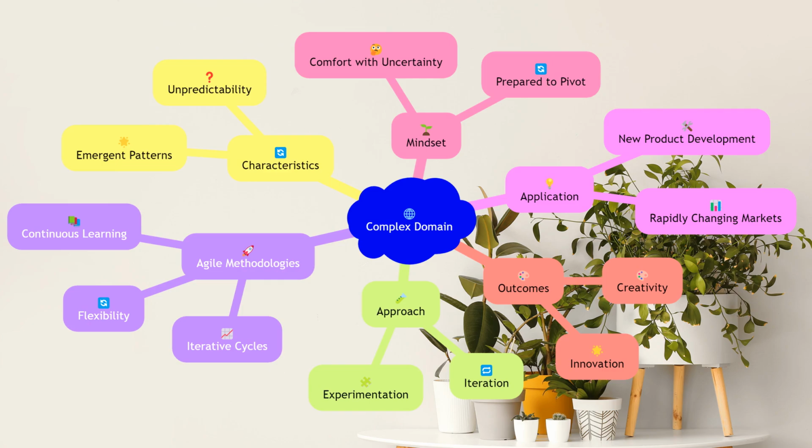In agile strategy, the complex domain highlights the importance of iterative cycles, continuous learning, and flexibility. Teams must be comfortable with uncertainty and be prepared to pivot based on new insights. This domain fosters innovation and creativity, as solutions are discovered rather than predefined.